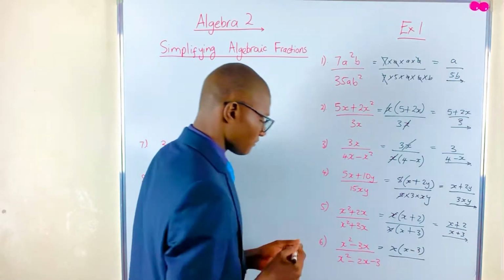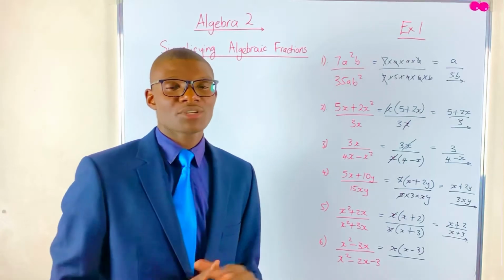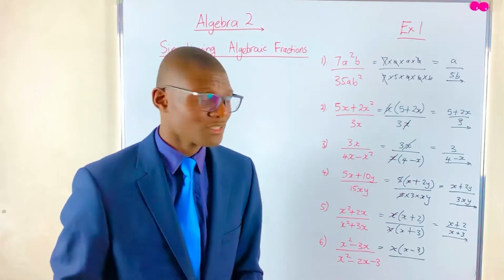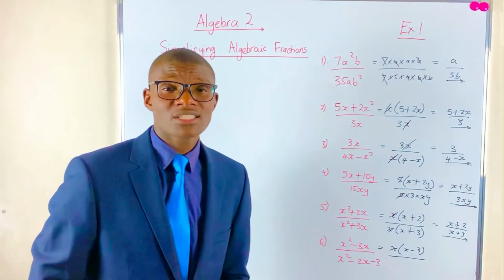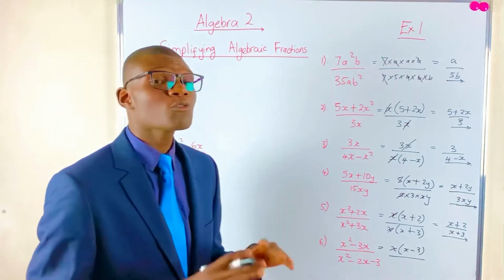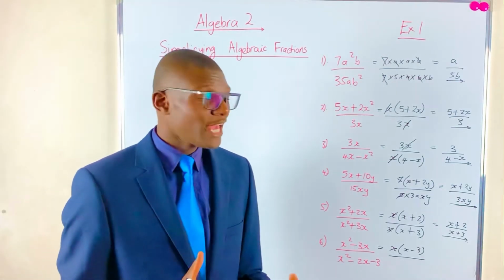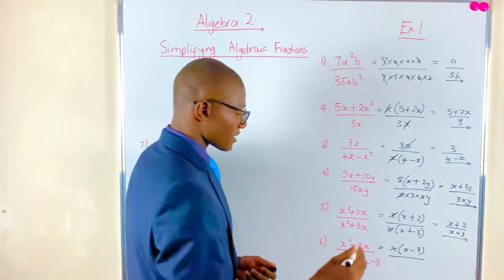Then over in the denominator. Now this denominator is a quadratic expression, and it talks about how we factorize quadratic expressions. So we shall multiply the first term and the last term to get minus 3x squared, and we shall look for factors that when you multiply them they give us minus 3x squared, and when we add them they give us the middle term, which is minus 2x.